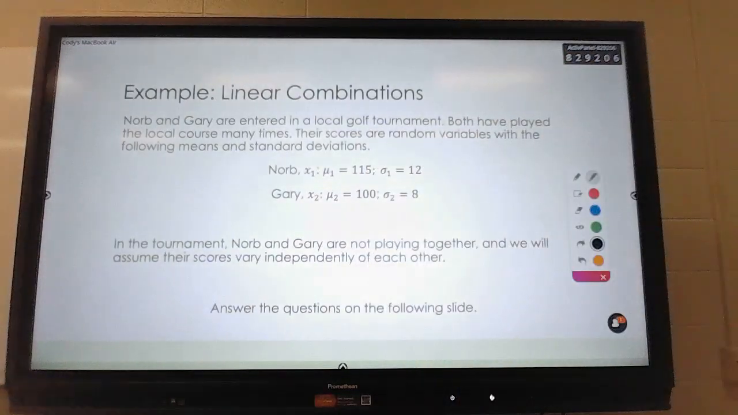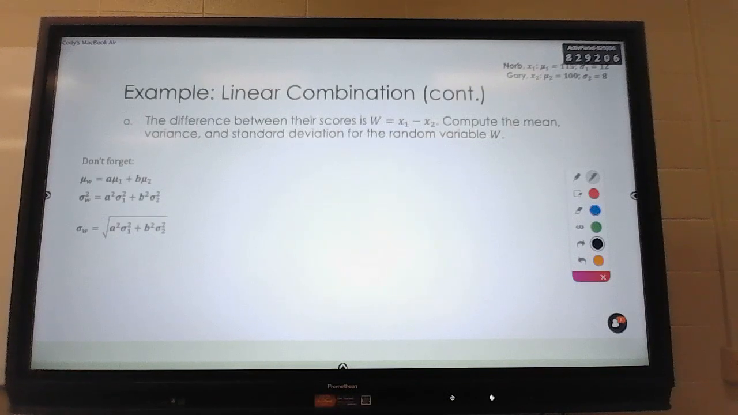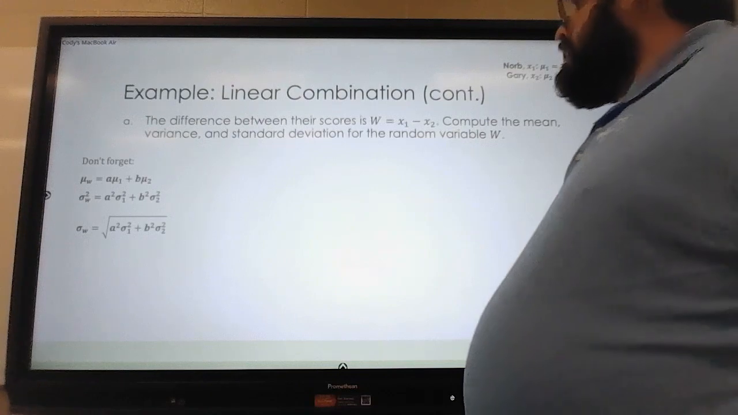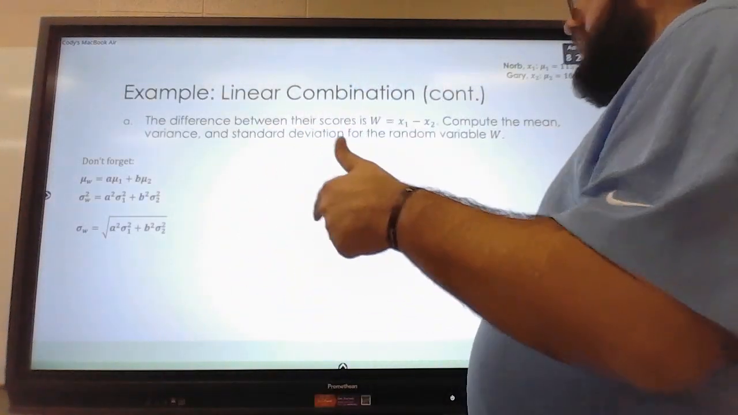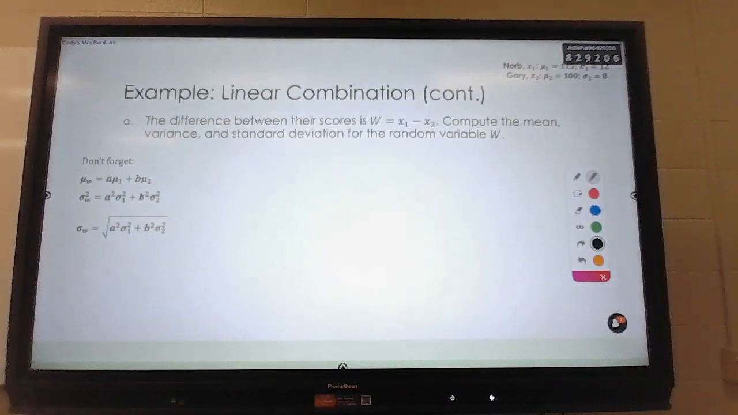than Norb's. Just FYI. In the tournament, Norb and Gary are not playing each other, so we can assume that their scores vary independently of each other. All right. So let's answer the following questions. The difference between their scores is W equals x1 minus x2. Compute the mean, variance, and standard deviations for that random variable. So again, here are the random variables: 115 and 12 for Norb, 100 and 8 for Gary. We want to find the expected value, variance, and the standard deviation for the random variable W.